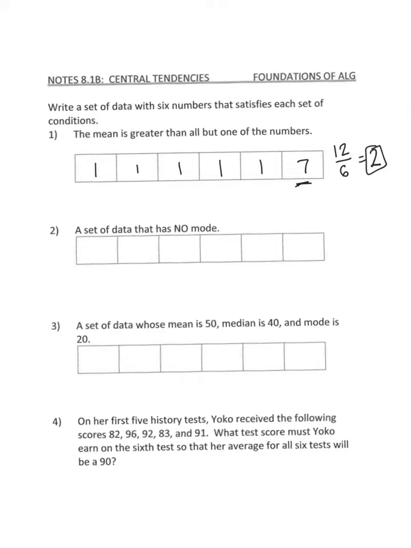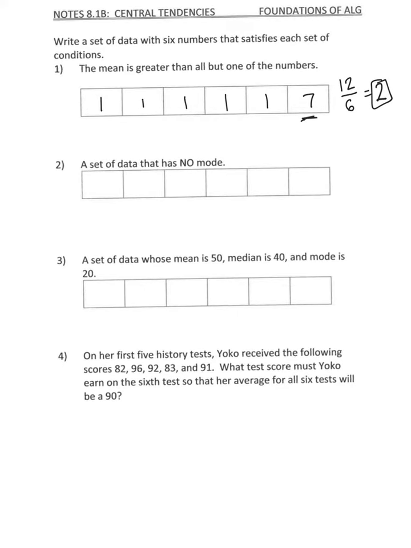Okay, for number 2, a set of data that has no mode. So if it doesn't have a mode, that means that no numbers repeat. They're all going to be different numbers. So I could say 1, 2, 3, 4, 5, and 6.